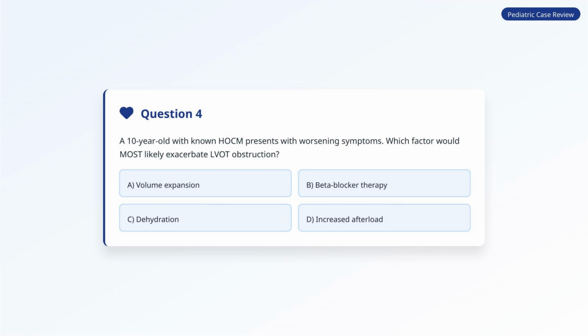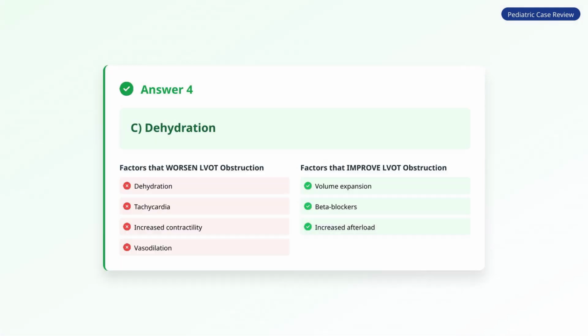A. Volume expansion. B. Beta blocker therapy. C. Dehydration. Or D. Increased afterload. The correct answer is C. Dehydration. Reduced preload from dehydration worsens left ventricular outflow tract obstruction by decreasing ventricular cavity size. Other exacerbating factors include increased contractility, tachycardia, and vasodilation. Volume expansion and beta blockers typically improve symptoms, while increased afterload reduces gradient.